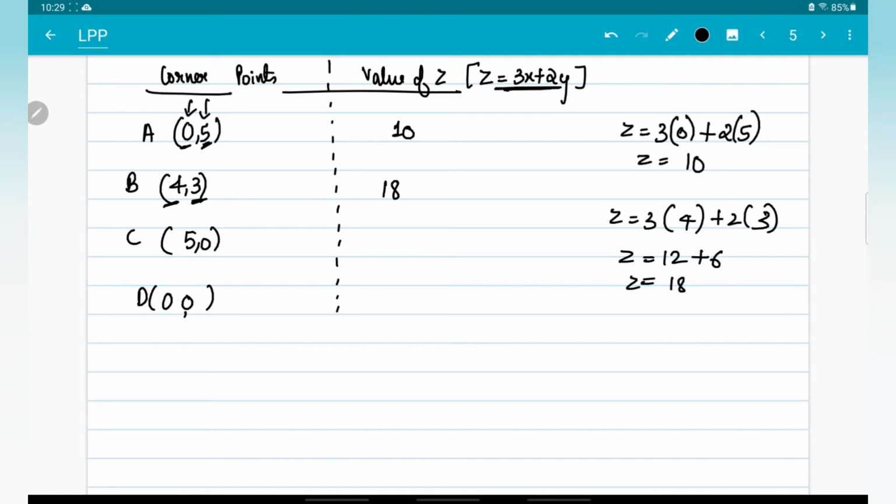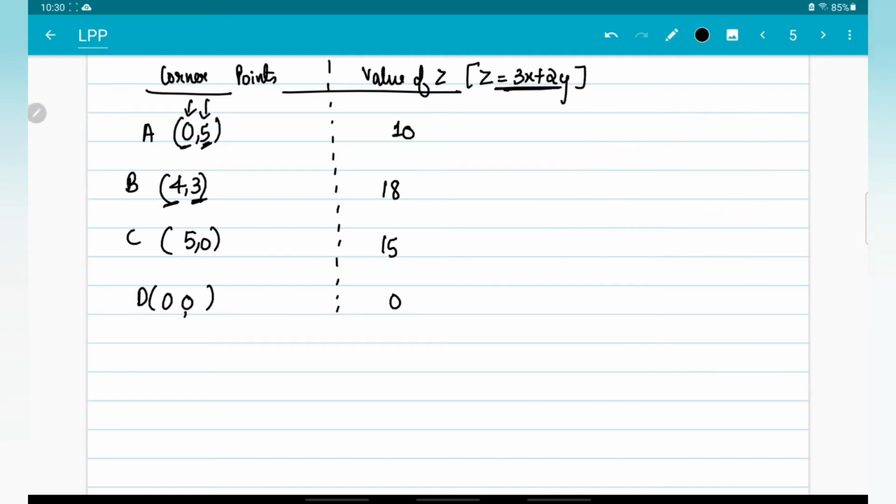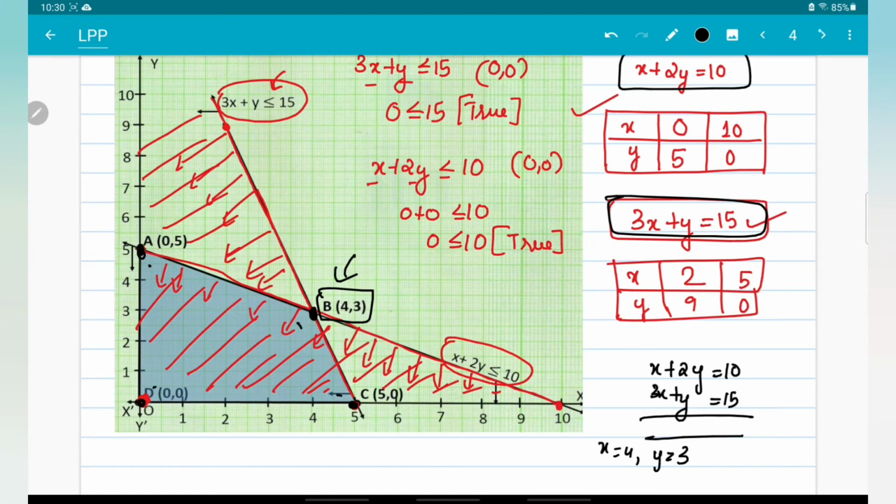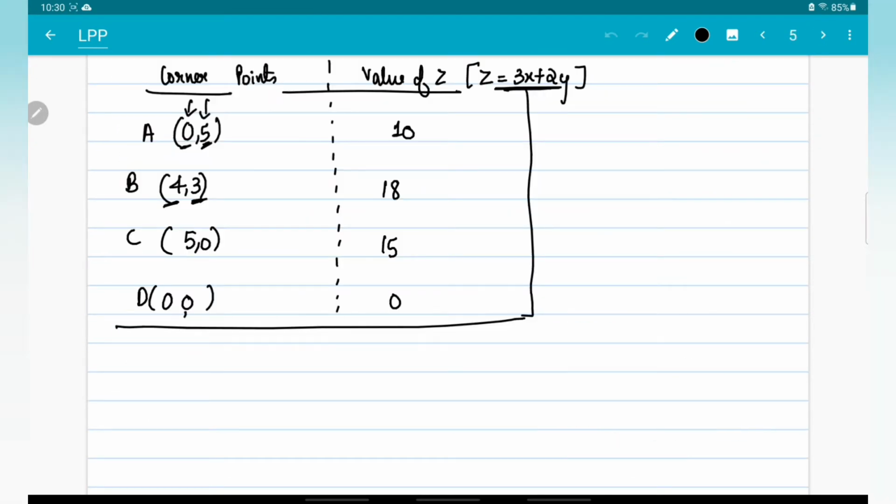So similarly for the other two values also. So we get these two answers for the other two values by substituting those values of x and y in this equation of z. So now we got our value of z from these corner points. Now in the question they asked us to maximize z. Maximize z in the sense we have to find the maximum value of z.